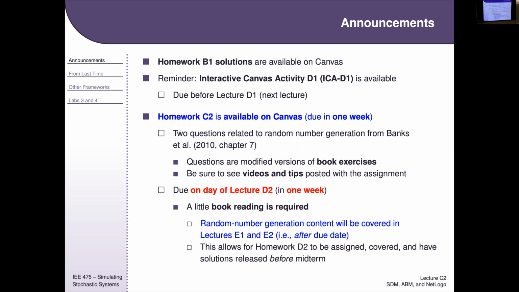Homework C2 is available. Some people have already turned it in. It's another 2 questions, related to random number generation, which is in chapter 7, so we'll be talking about that starting next week. I'm about to release the next homework to make it available. I've got it all down on paper, I just need to type it back up, so that will be available soon.